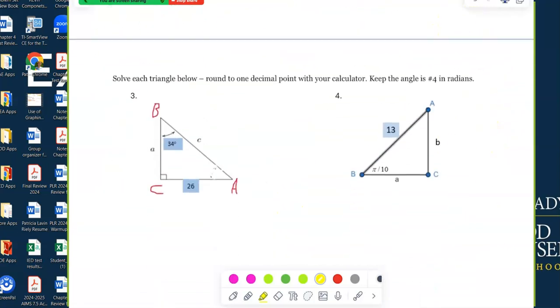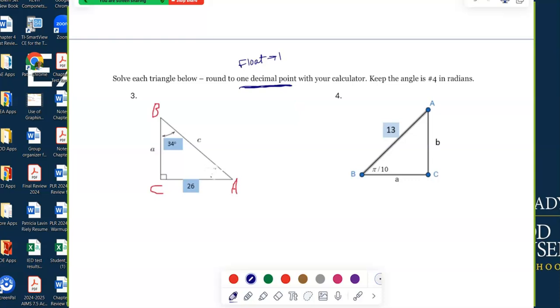Okay, so then we look over here, and this says, solve each triangle below, round to 1 decimal point with your calculator. So that means you might as well take your mode off of float, and go from float to 1. Keep the angle in number 4 in radians. Okay, so number 3 is not in radians. So I'm going to grab my calculator. I'm going to go to my mode.